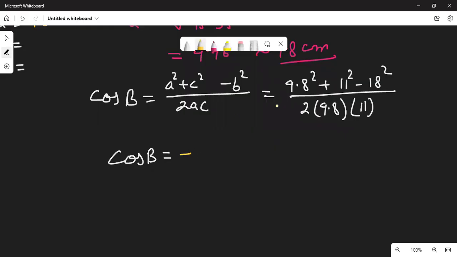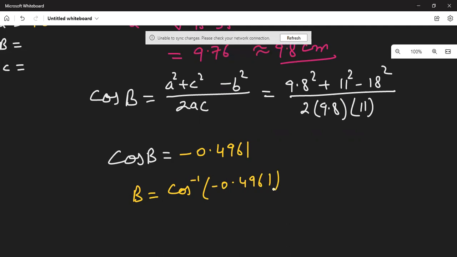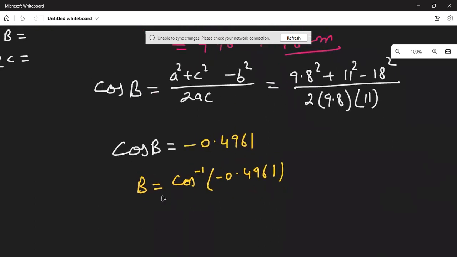Now it comes out, if you simplify this, it will come out to be negative 0.4961. And if you want to find B, so angle B should be cos inverse of negative 0.4961. And this would be approximately, and find its value, it's going to be 119 degree, depending on what value you take.